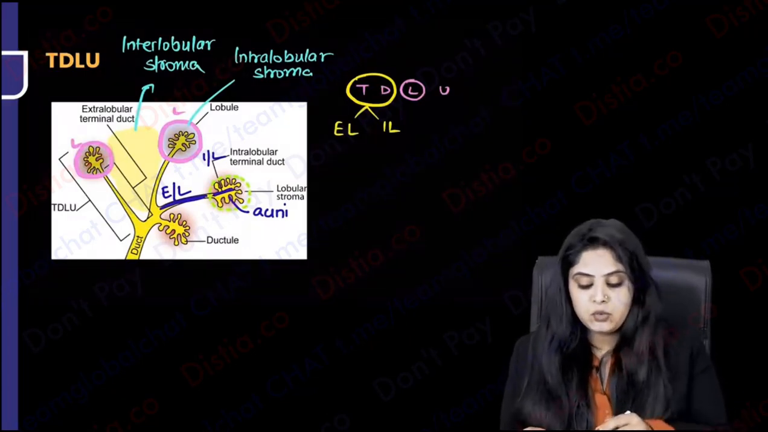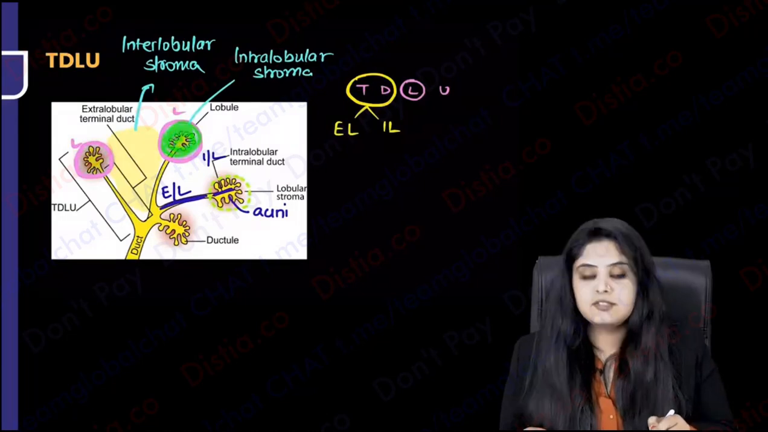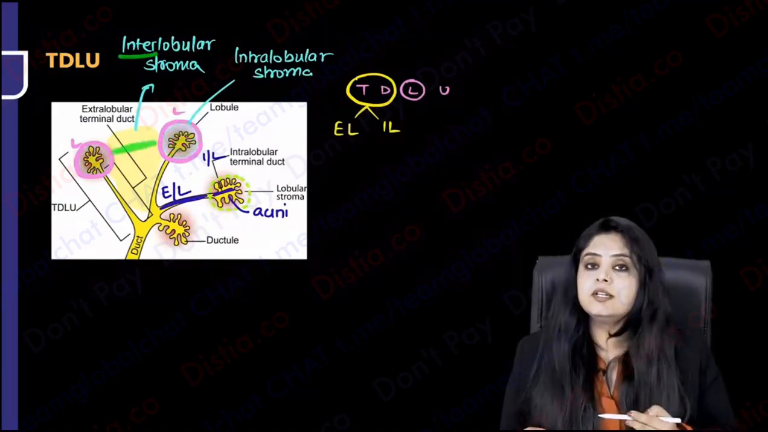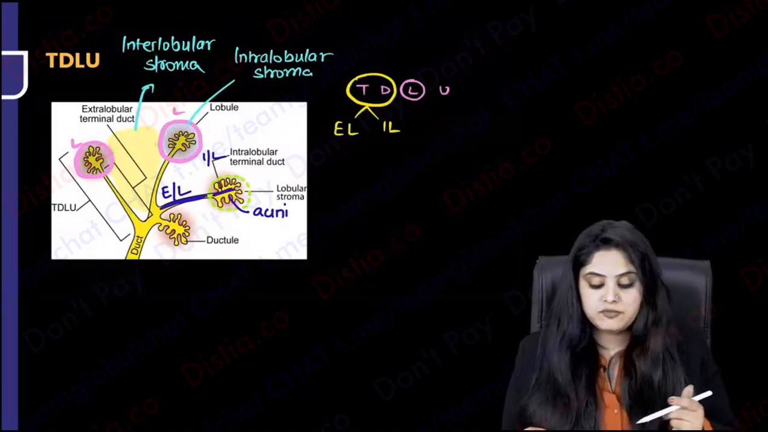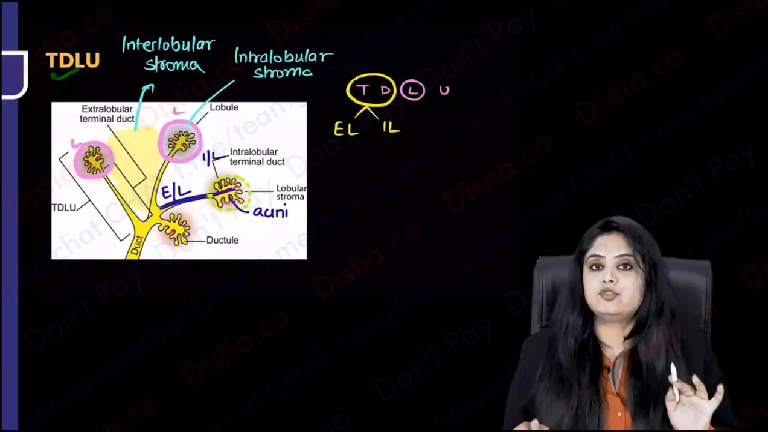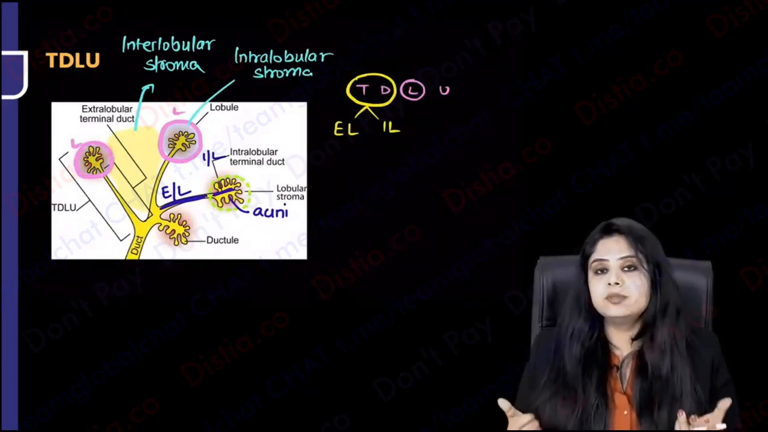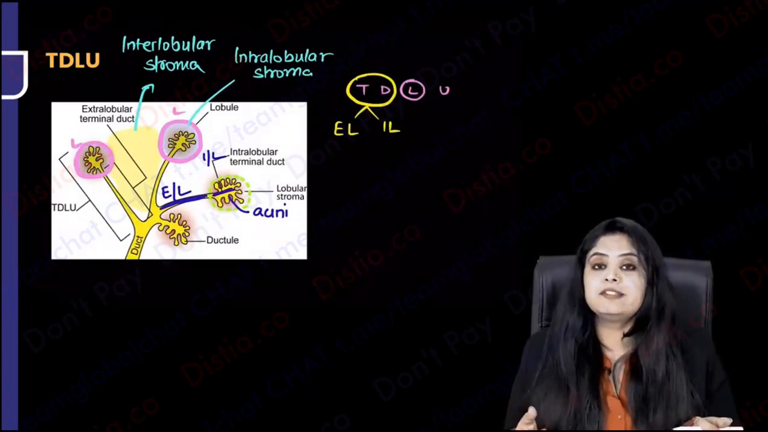So on that note, the stroma inside is intralobular, and the stroma in between is going to be the interlobular. Finally, all your TDLU and stromas are done. And why is this information important? Because now I will tell you some tumors and origins of a lot of things that are going to come across.